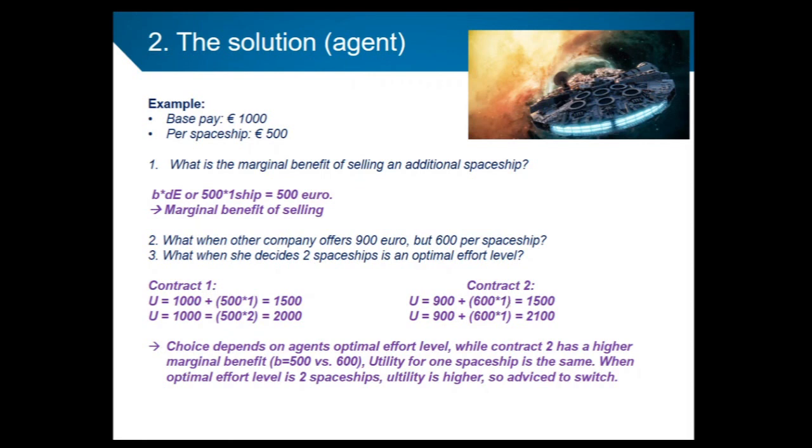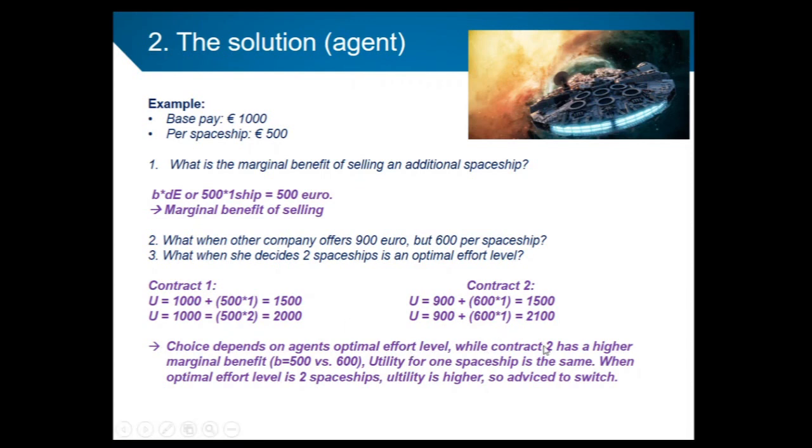But for two spaceships, we have a different story. If she sells two spaceships under the first contract, she'll get 1,000 plus 2 times 500, which of course is 2,000. Well, in the second contract, she gets 900 plus 600 times 2, which equals 2,100. So what does this mean? It actually means that the choice depends on the optimal effort level.